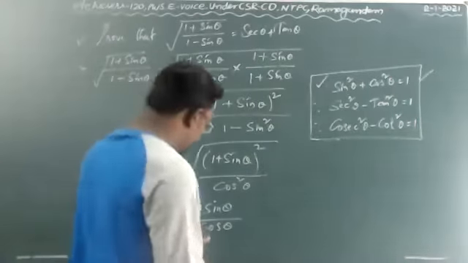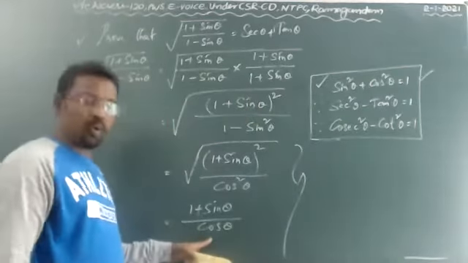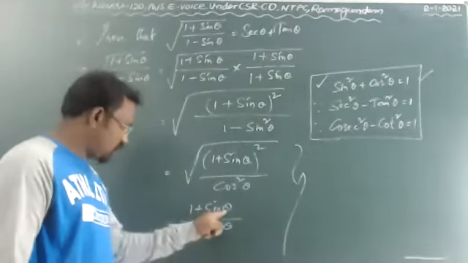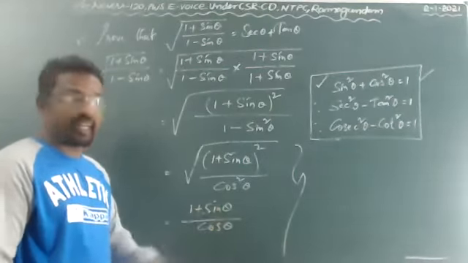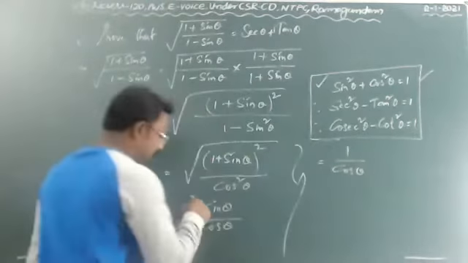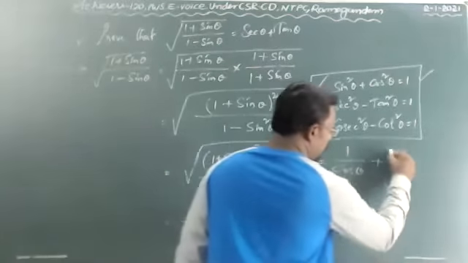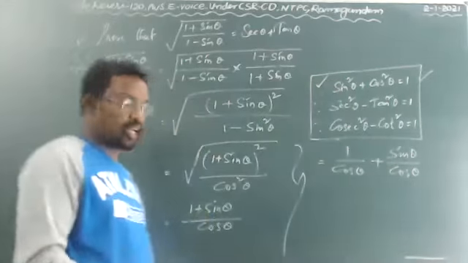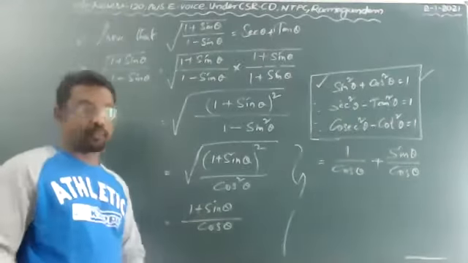Now, you can see in the numerator we have 2 terms, and in the denominator we have only 1. So split it like this: 1 by cos theta plus sine theta by cos theta. I split it into 2 terms, 1 by cos theta plus sine by cos theta.